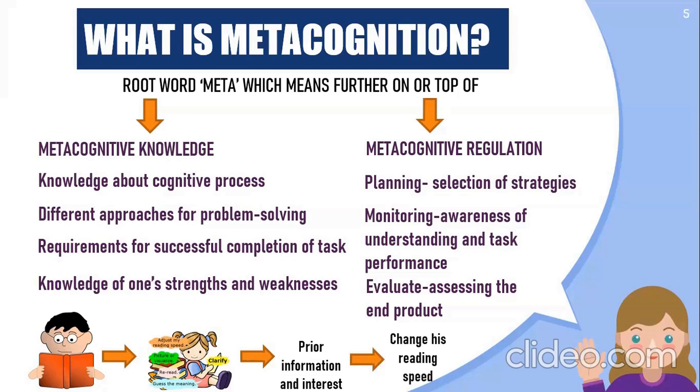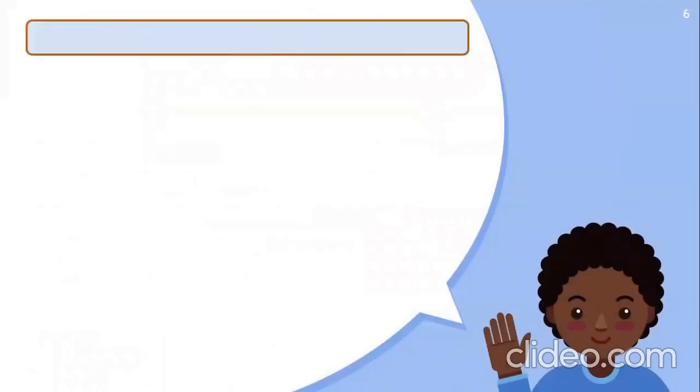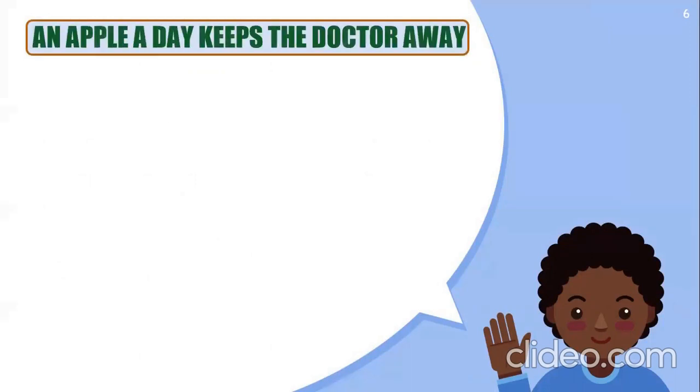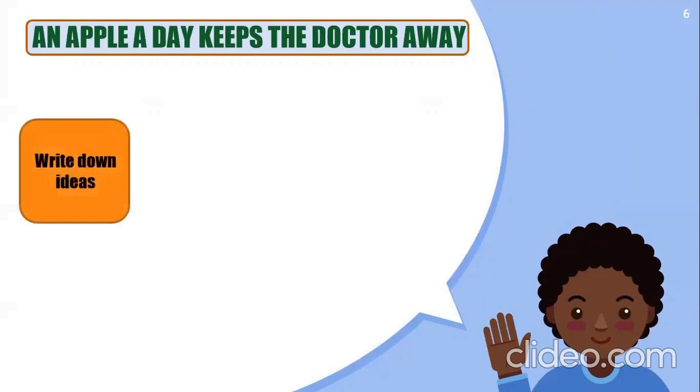Having understood what metacognition is, now let us apply the concept of metacognition while writing an essay. For this, I will take you to the topic that I've selected today for the essay, that is, an apple a day keeps the doctor away. Now for this particular topic, I need to find out what are the strategies that I'm aware of. The first strategy that I'm aware of is writing down ideas. When I'm writing down ideas, of course it becomes easier for me to proceed. So that is the first strategy that I'm aware of.